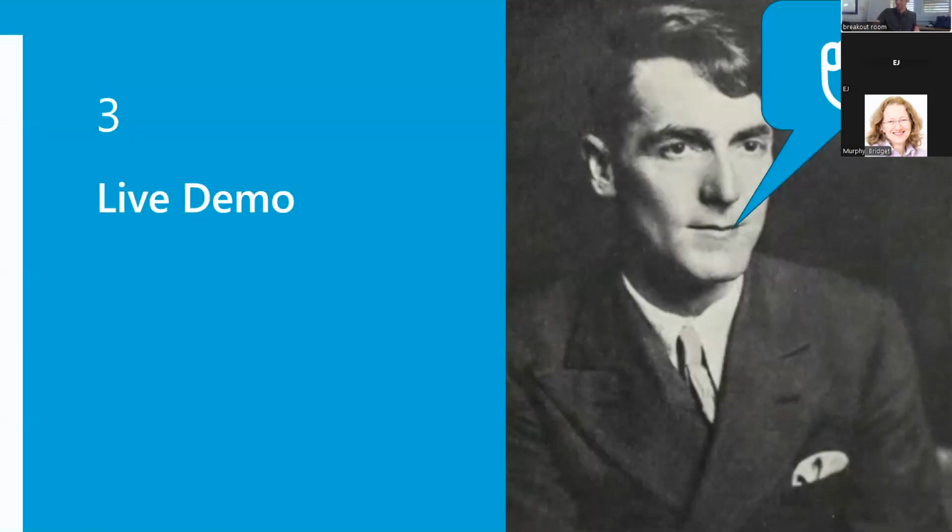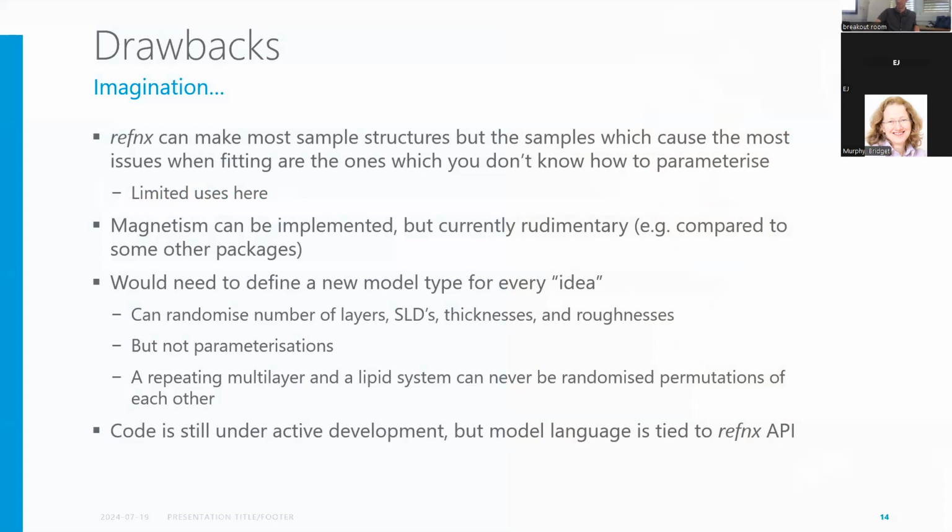Now, I was going to go for a live demo at this point, but I will skip that temporarily and finish the talk and just mention that there are a few drawbacks to this approach. When you're creating your model, you're limited by your imagination, essentially. You can make a sample structure, but you don't know that it will be what you're going to measure, and you can't generalize a particular sample structure to one which is parameterized in a completely different way. Like a magnetic multilayer will never be a lipid bilayer.